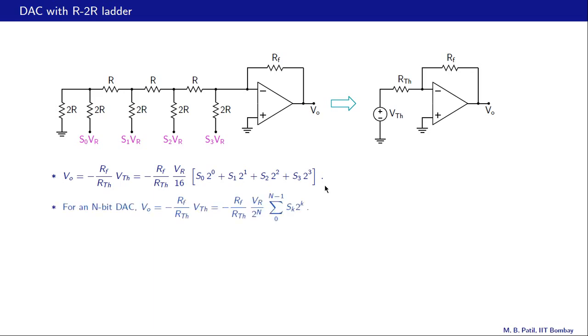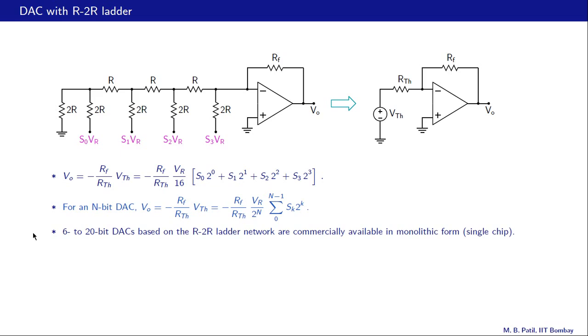This can be extended to n bits, and we can then write for an n bit DAC, VO is minus RF by RTH times VTH, which is minus RF by RTH VR by 2 raised to n summation 0 to n minus 1 Sk 2 raised to k. Like we said earlier, electronics is full of clever things, and the R2R ladder network is definitely one of them.